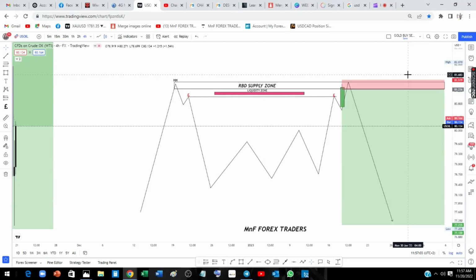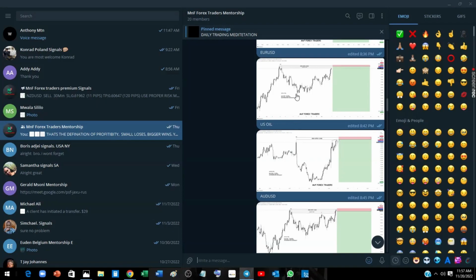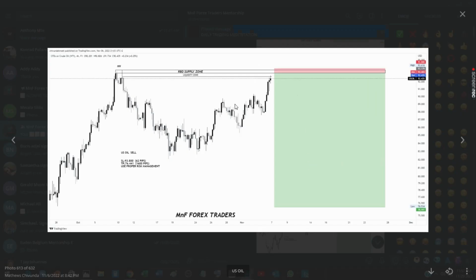All right. So this is basically what we had on our crude oil. You can clearly see that I also shared this with our mentorship community, right? I actually saw this way before it happened. Check out, way before this happened, I looked at this here. We have the rally base drop supply zone. We have our order block right there, and then we have equal highs at this level. Therefore, we expect price to do what? We take out these equal highs right here, and guess what? Come into our area and then drop.